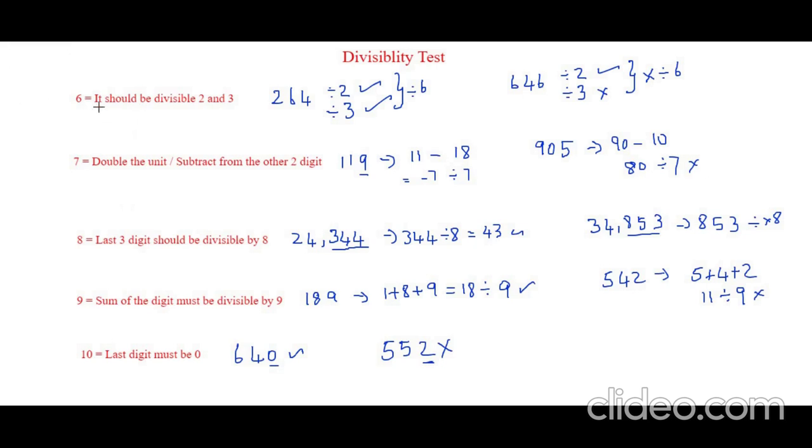The divisibility test of 6 is that the number should be divisible by 2 and 3. The divisibility test of 7 is to double the unit place and subtract it from the other two digits. The divisibility test of 8 is that the last 3 digits should be divisible by 8. The divisibility test of 9 is that the sum of the digits must be divisible by 9. The divisibility test of 10 is that the last digit must be 0. Isn't it very easy?